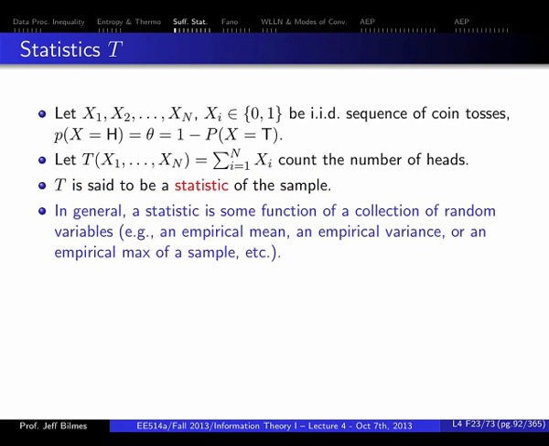And a statistic in general is some function of a collection of random variables. It could be like the empirical mean or the empirical variance or the max, or it could be a sort, or you can do all sorts of things with statistics. A statistic in general is itself a random variable. Note that this is a function of a collection of random variables. And so this function has a mean and a variance itself, right?